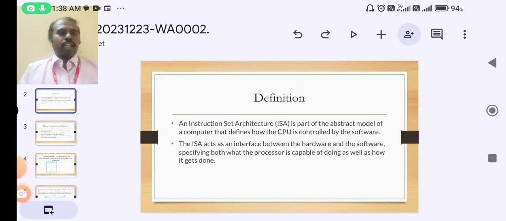An instruction set architecture is a part of an abstract model of a computer that defines how the CPU is controlled by the software. It acts as the interface between the hardware and the software.